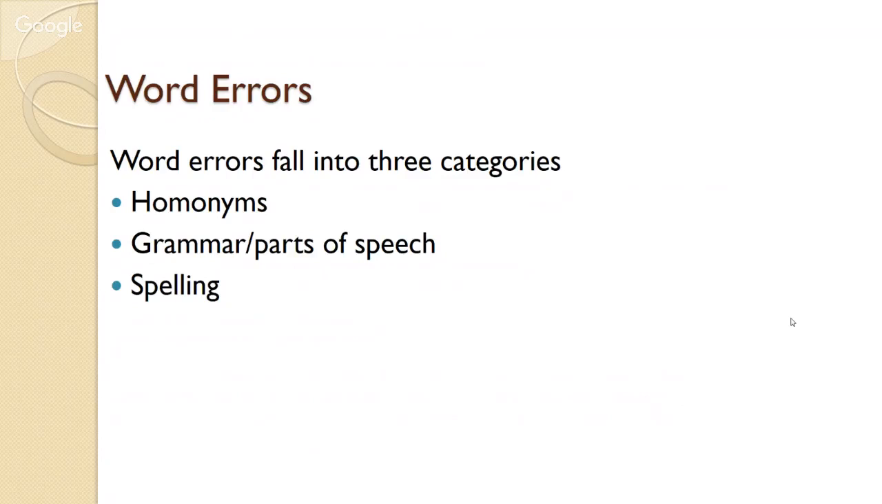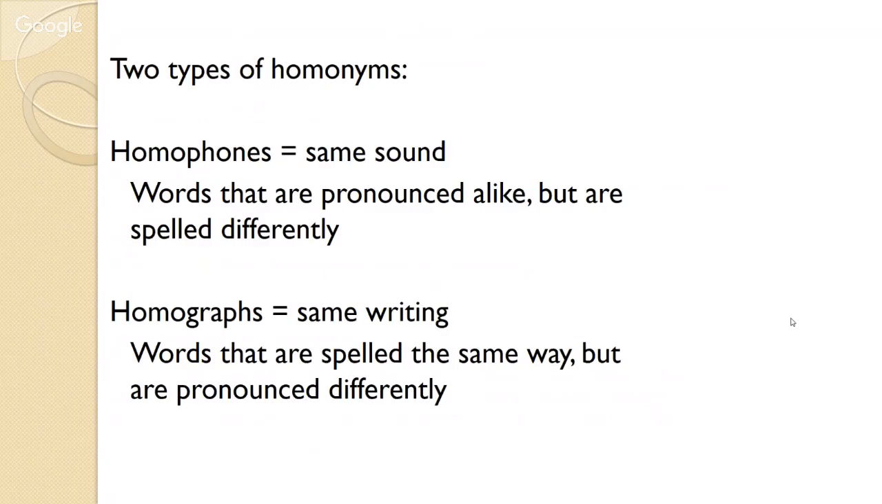Grammatical errors are where people use the wrong word because they don't understand what the word means, perhaps, or they use the wrong form of it. And then third, in terms of frequency, spelling errors come in. There are certain words that are just hard to spell, and you have to train yourself to watch out for them. As I said, there are two types of homonyms: homophones, which are words that have the same sound, and homographs, which are words that have the same writing.